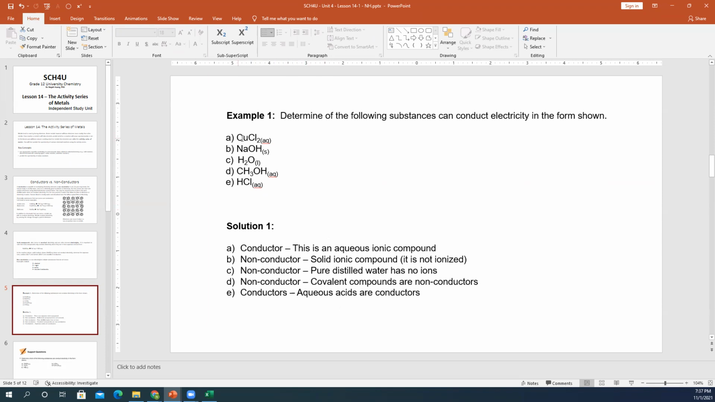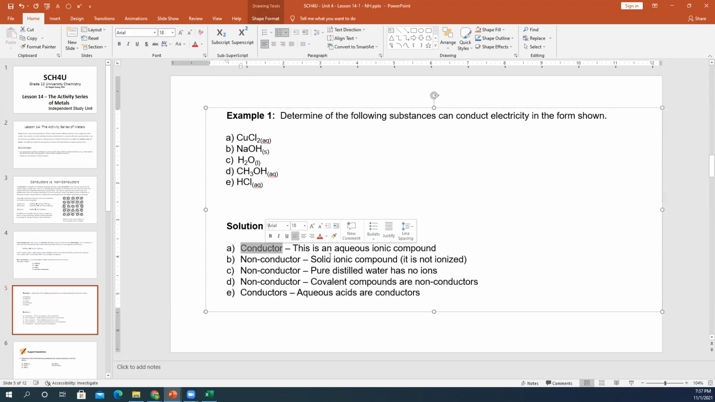The first one, copper chloride, aqueous. Copper chloride would be a conductor. This is because it is an aqueous ionic compound. You can see that it's aqueous. So in solution, you will get copper 2+ ions and Cl minus chloride ions. So that one would be a conductor.